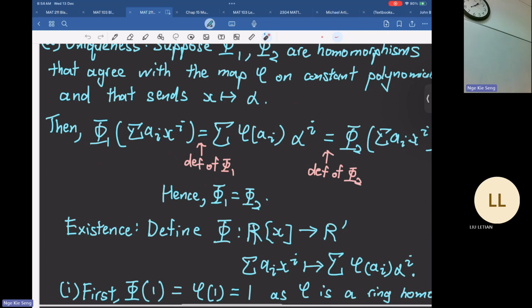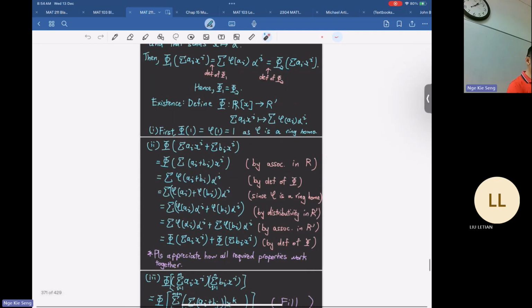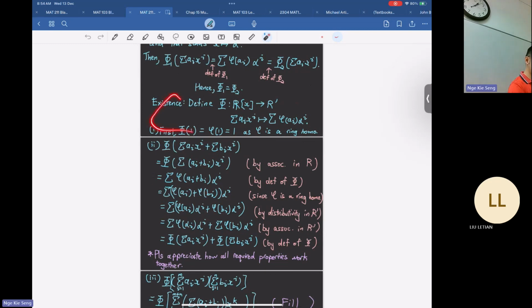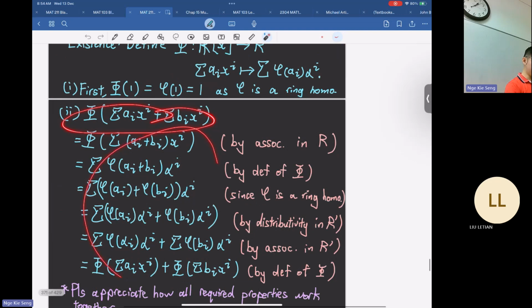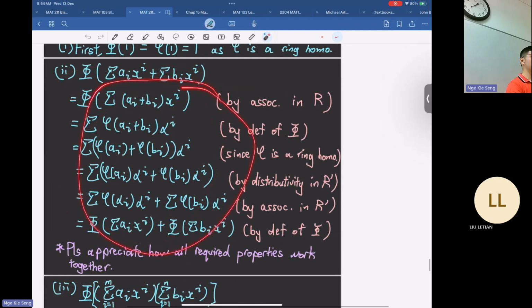You need to prove that this definition is actually a homomorphism. That's why you need to prove the existence part. You need to check the existence part. So if I define it this way, why is it a homomorphism? You need to check. All this I check.